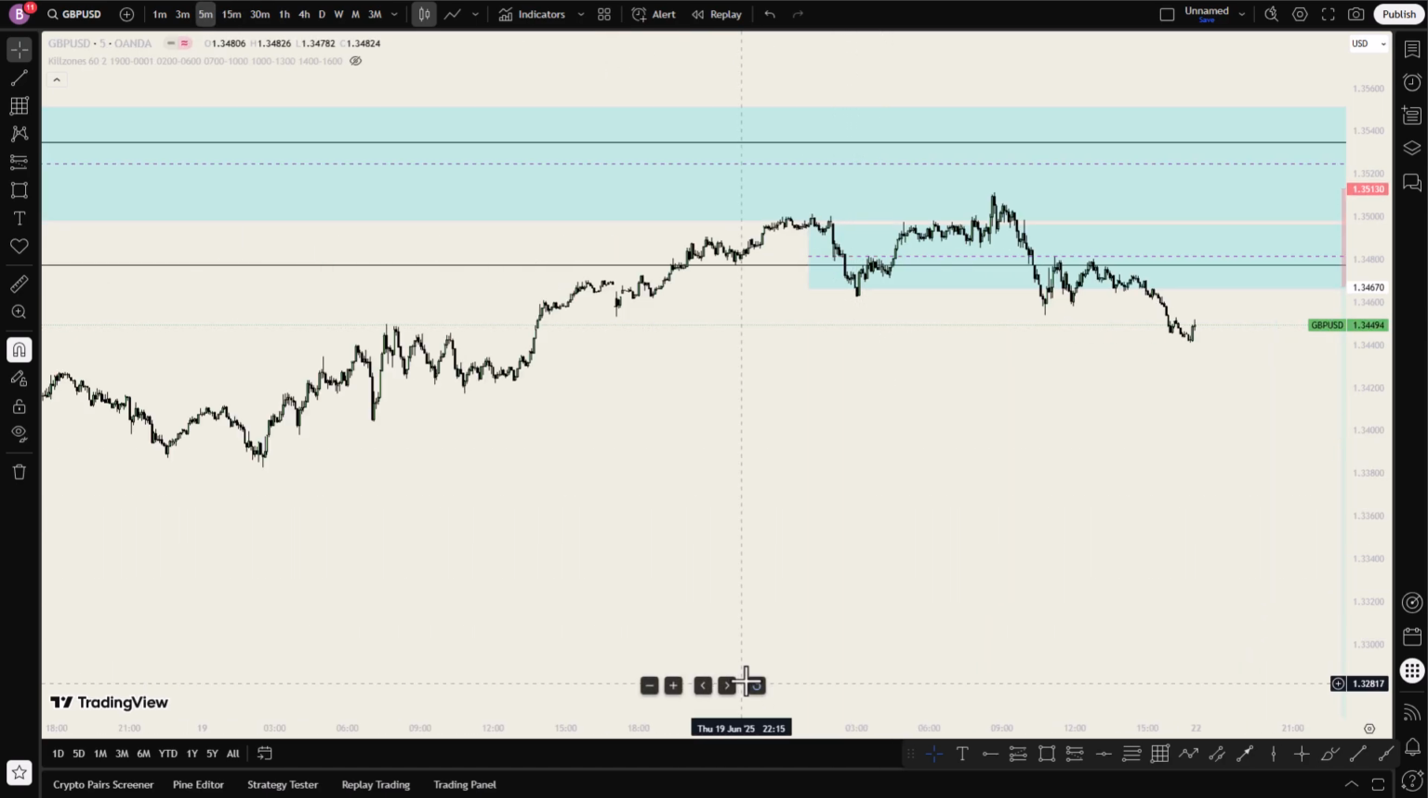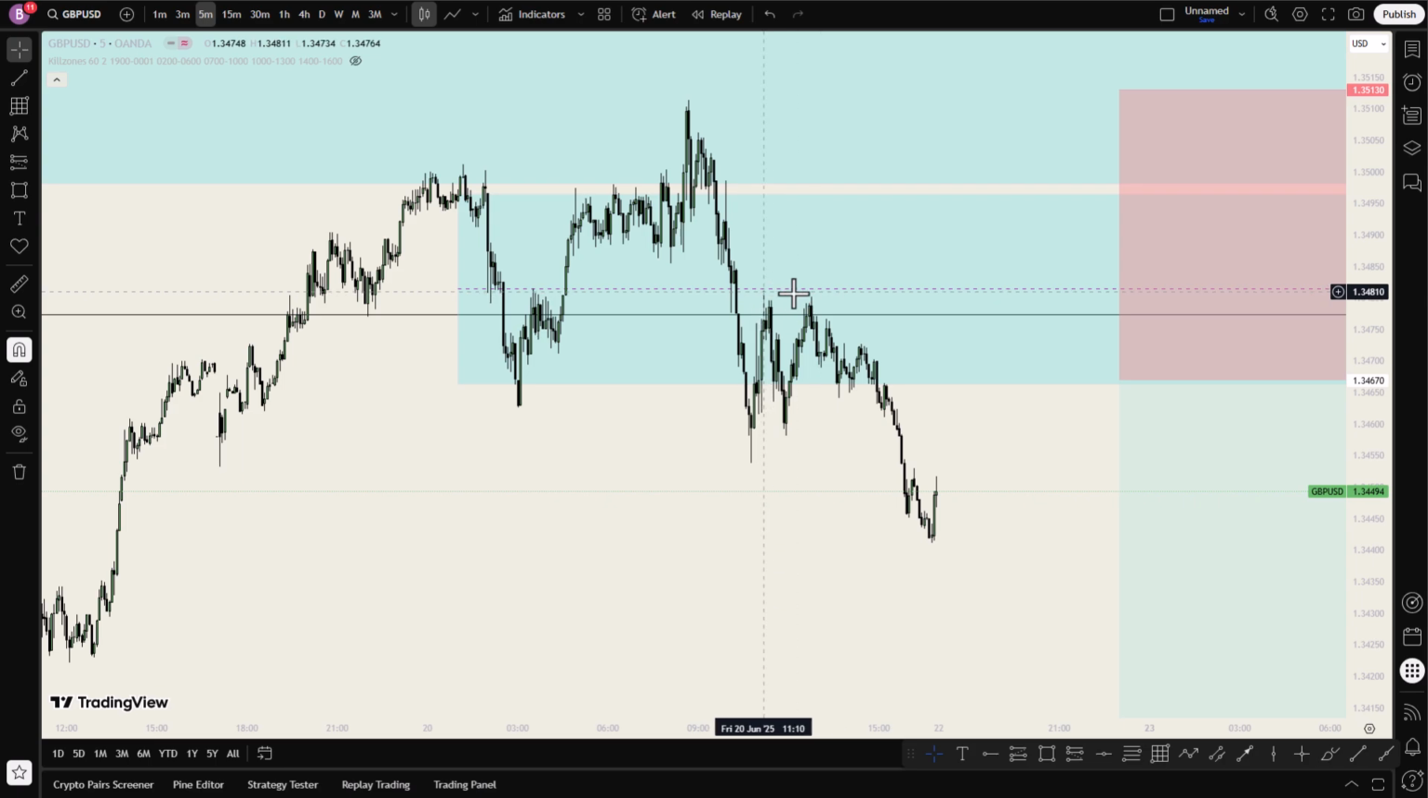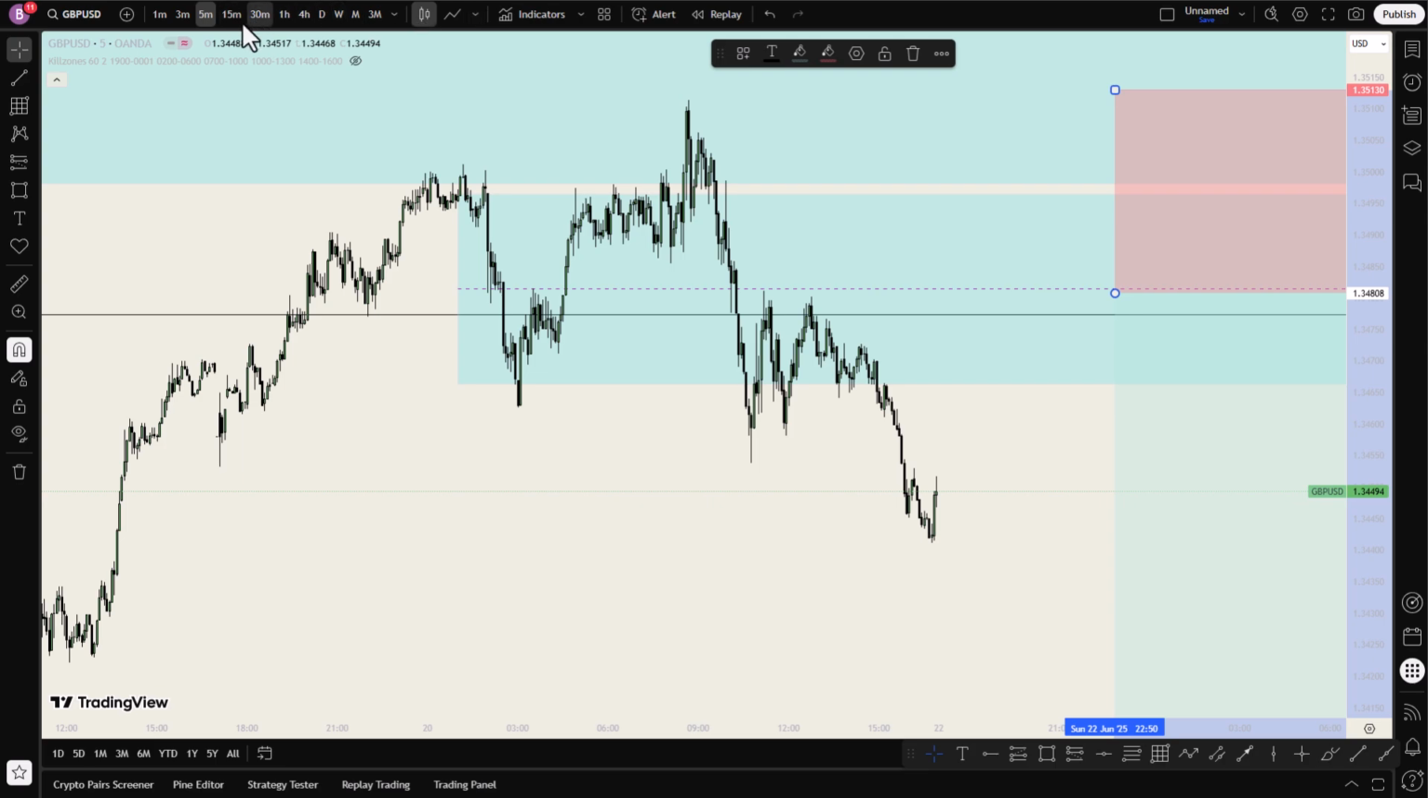So here we see this relative equal high. Price can sweep it before we go bearish. So my entry can be at this level on the 5 minutes time frame. So going back to the 1 hour time frame, let me show you something here. Sorry, on the structure time frame.